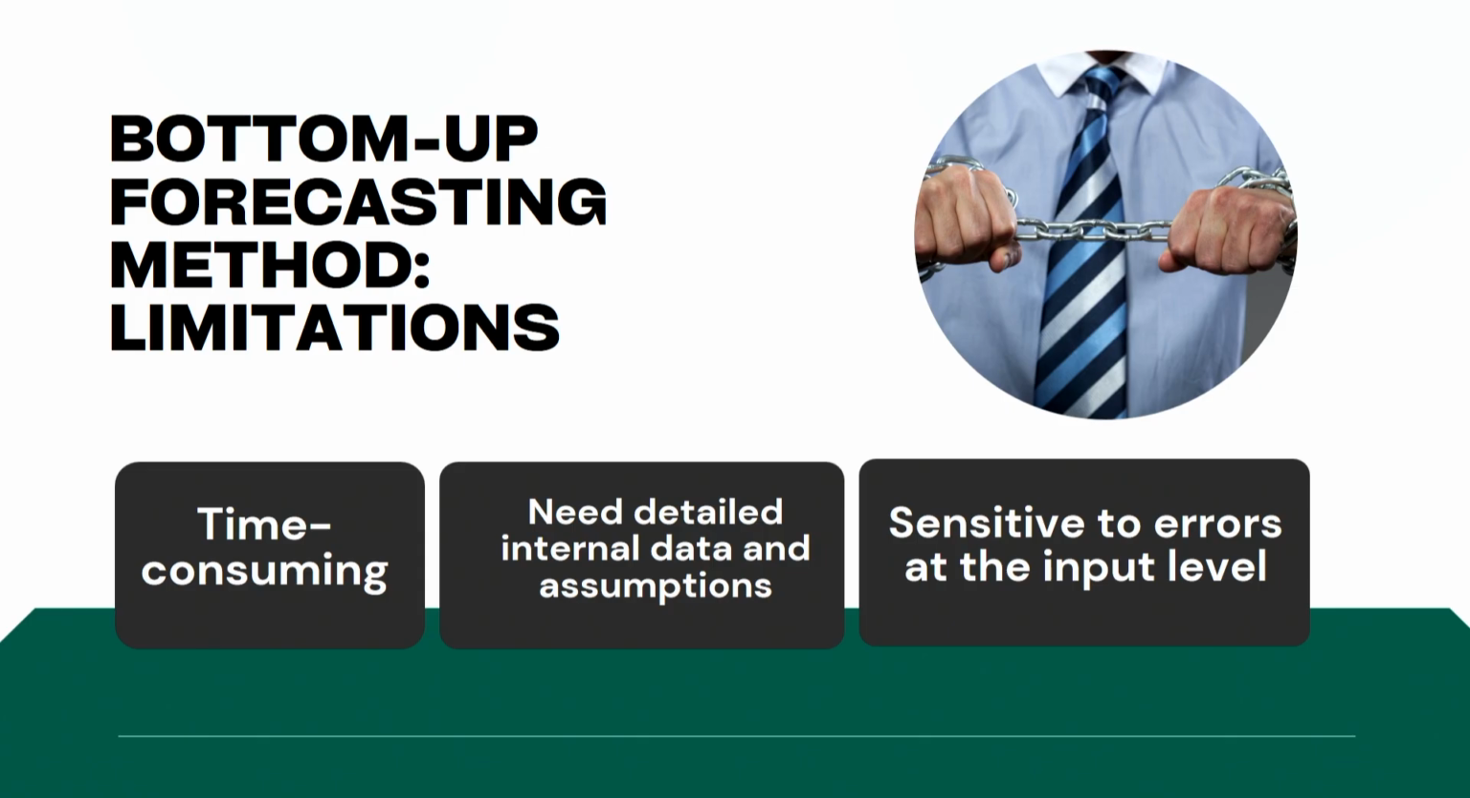Then the last limitation is that it is sensitive to errors at the input level. Obviously, when you are talking about the data or the information at the lowest level where the activities are finally executed on the shop floor, there are different issues which have a bearing on the qualitative attributes of the data, which is going to be further used for the purpose of projecting different variables falling within the scope of the income statement.